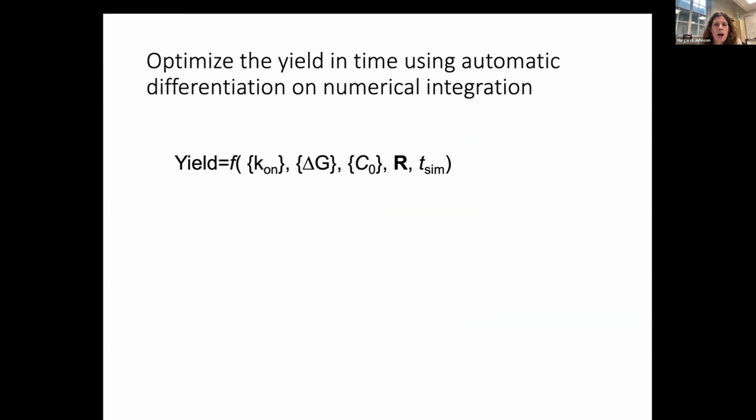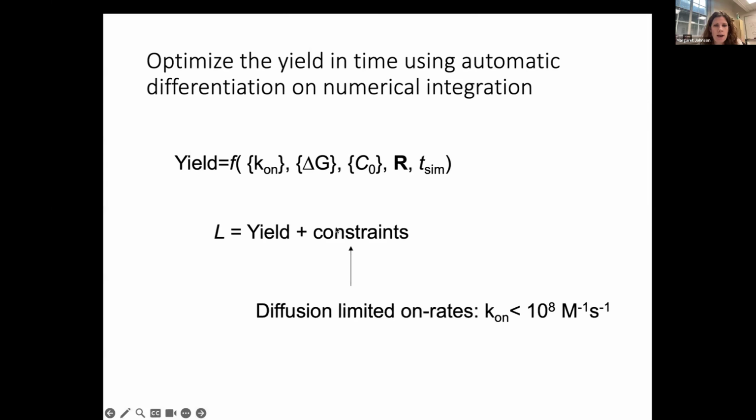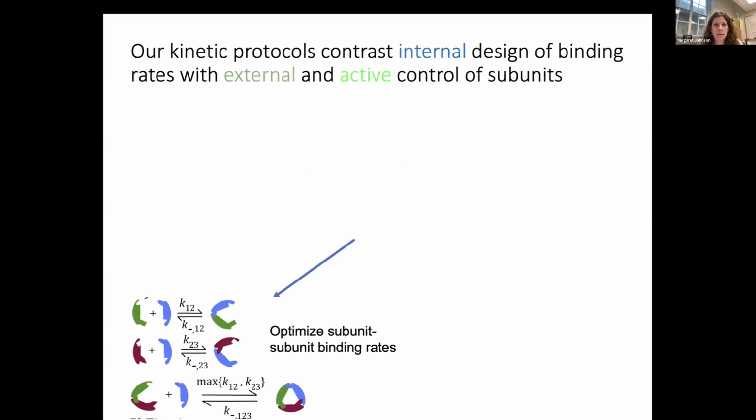Okay, so we're going to optimize yield at a particular time using autodiff. You can imagine this is the yield. It depends on all of these properties. We're going to add constraints because we can't have binding that's faster than the diffusion limit. And this is our loss function now, L. Then we need to compute the derivative of the loss function with respect to the rates and follow it to the minimum. And that's what the autodiff gives us. Okay. And so that's what we did.